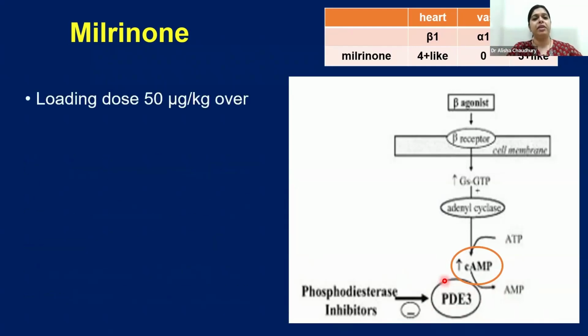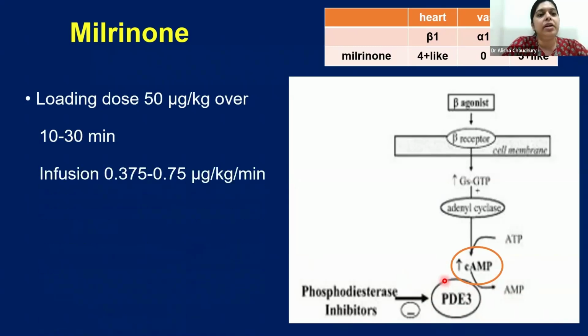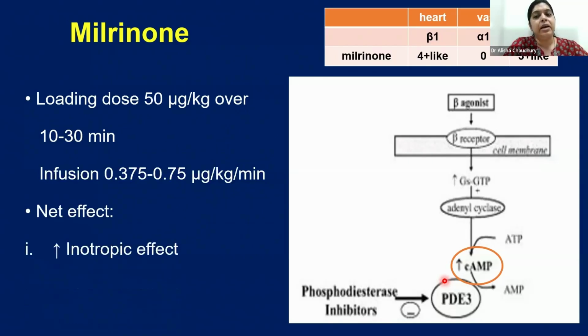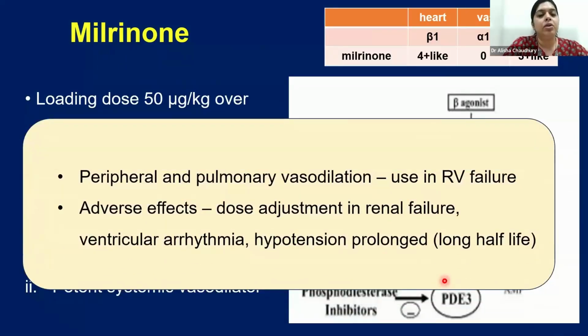So, the loading dose is 50 mics per kg over 10 to 30 minutes, and infusion at a rate of 0.375 to 0.75 mics per kg per minute. The net effect is increased inotropic effect and potent systemic vasodilation. So, milrinone also has a good peripheral and pulmonary vasodilatation. That is why it's a very important use in right ventricular failure.